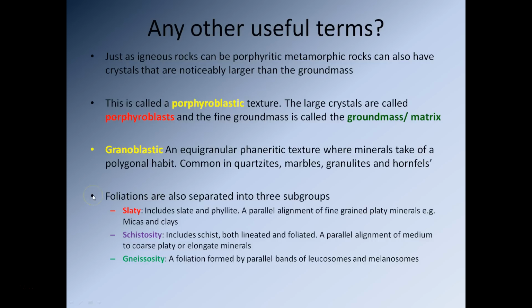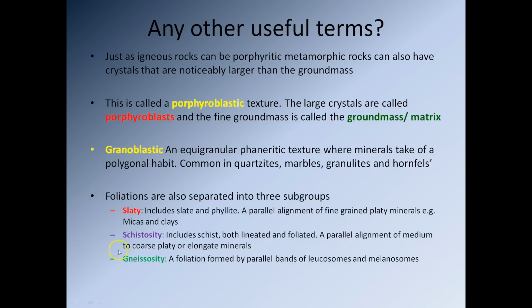Then we have the terms associated with layering, these foliations. So if it's not one of these three types, we simply refer to the rock as foliated. However, there are three distinct types of foliation. The first type is referred to as a slaty cleavage, and this is when you get a parallel alignment of fine-grained platy minerals, especially very, very small crystals of mica and clay. Then you have a schistosity. That's produced by the parallel alignment of larger crystals, so medium to coarse-grained crystals of typically muscovite or biotite mica.